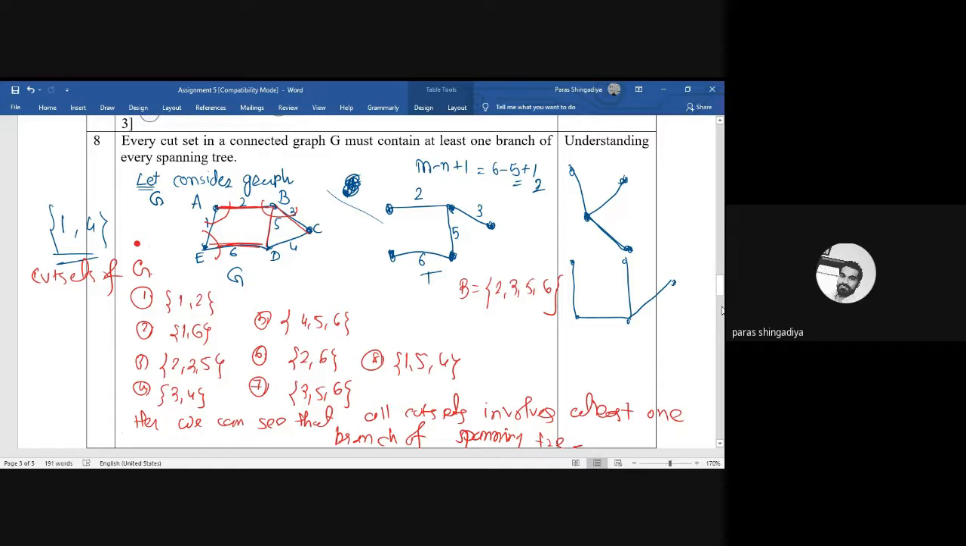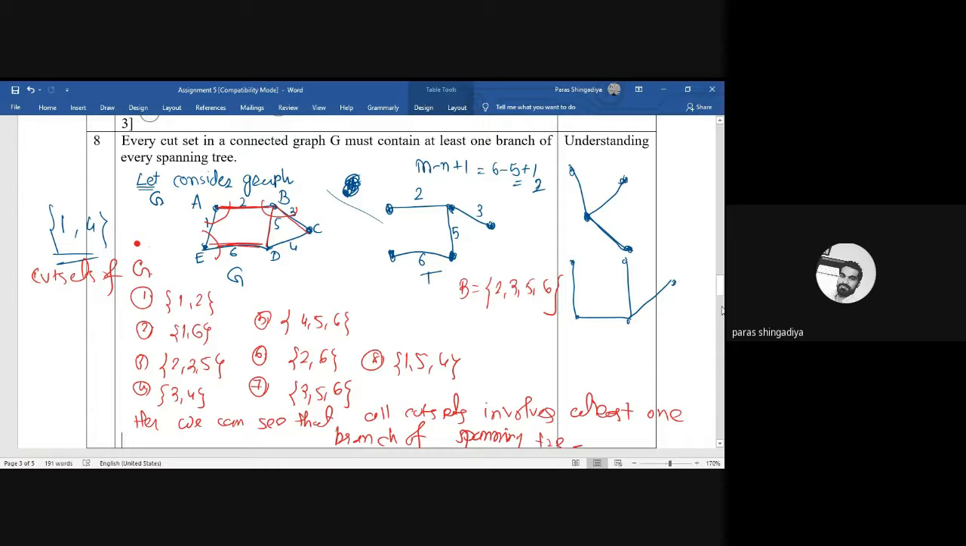3, 5, 6. 3, 5, 6 is also not a fundamental cut set. Okay. 1, 5, 4. Is it a fundamental cut set? 1, 5, 4, where 5 is the only branch and the rest of the edges are chords.